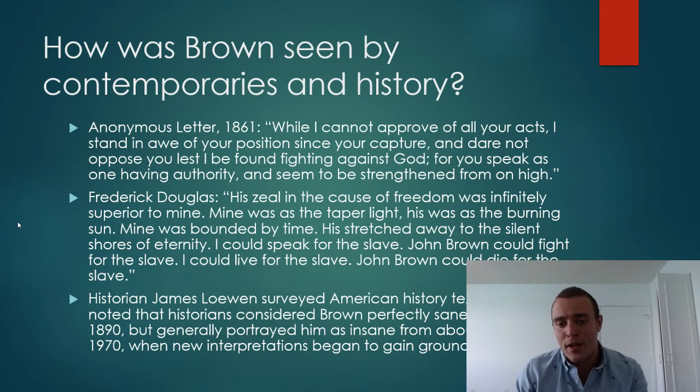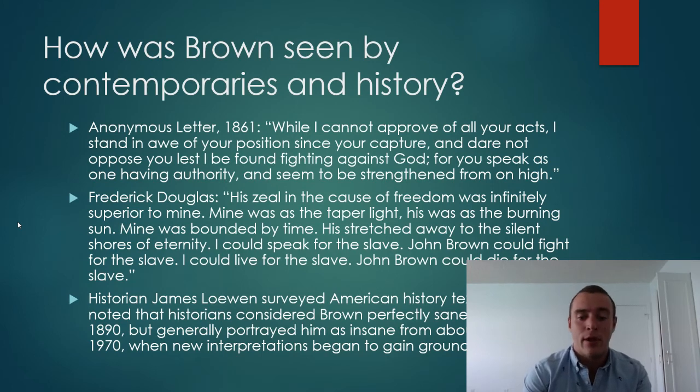Historian James Loewen surveyed American history textbooks and noted that historians considered Brown perfectly sane until about 1890, but generally portrayed him as insane from about 1890 until 1970, when newer interpretations began to gain ground.